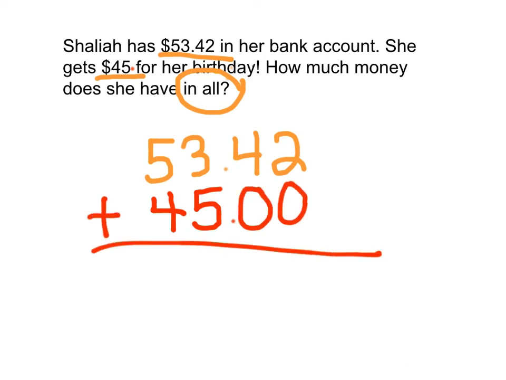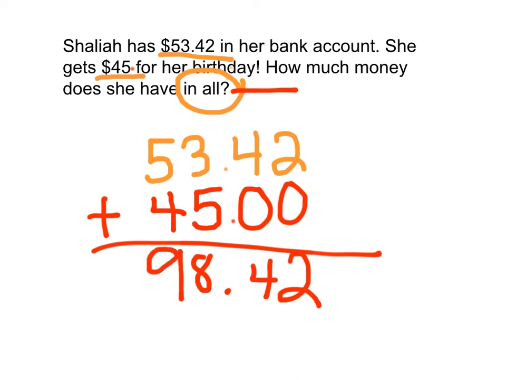Now, I'm going to add because it said in all. I can add that up. Bring down my decimal. 8, 9. $98. Don't forget that dollar sign to make sure to go with my story problem. $98.42.